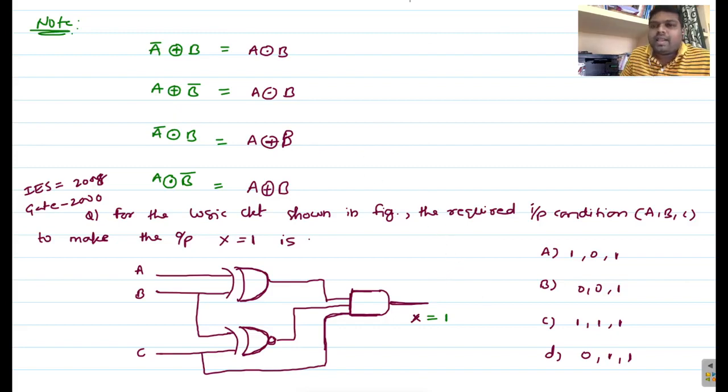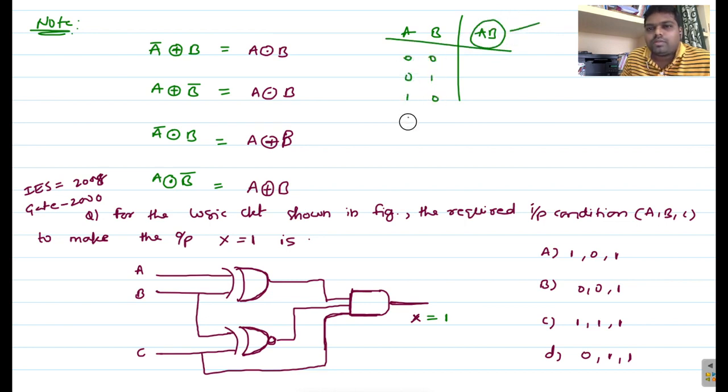So for the AND gate, if the output needs to be 1, what is the condition? So this is the AND gate output, right? So 0 0, 0 1, 1 0, 1 1. If any one of the inputs is 0, the output will become 0 for AND logic. If both the inputs are high, then only the output will become high.